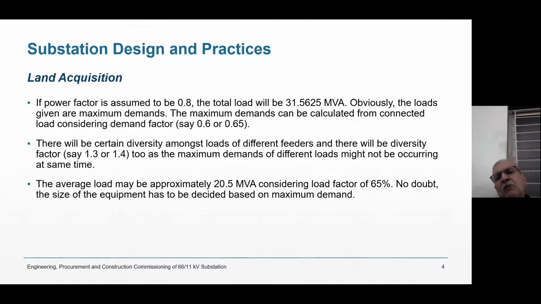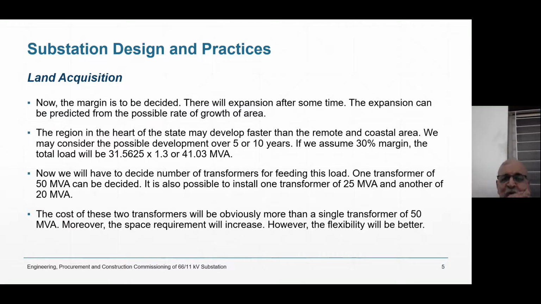We take it for granted that 31 MVA is our maximum capacity. Average will be different. Average is 20, considering a load factor of 65%, which is realistic. So average is less, but you will have to decide the transformer capacity based on 31.5625 MVA. So that is there.